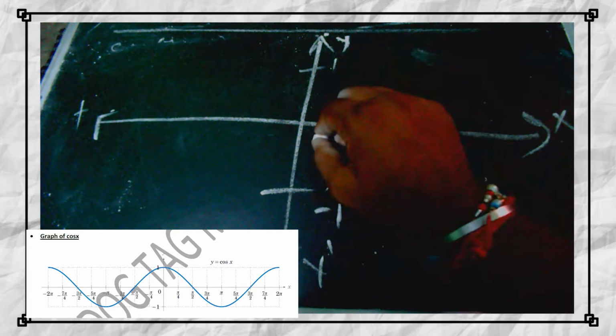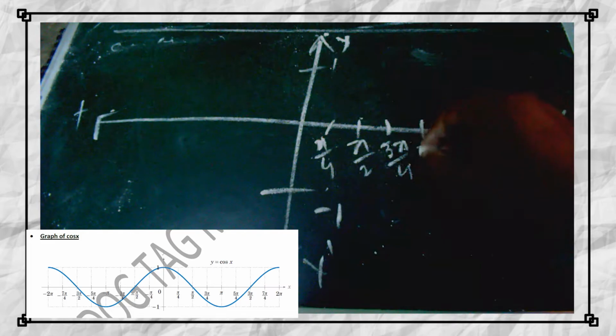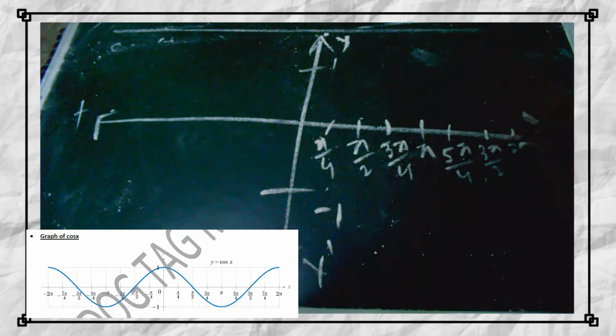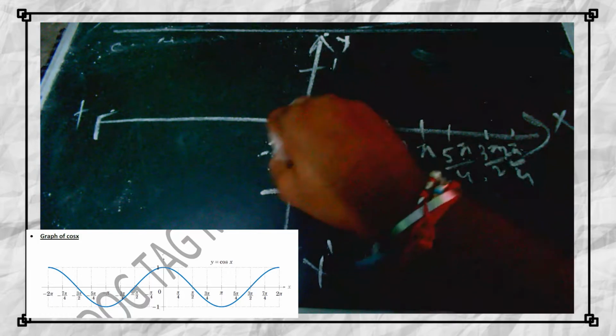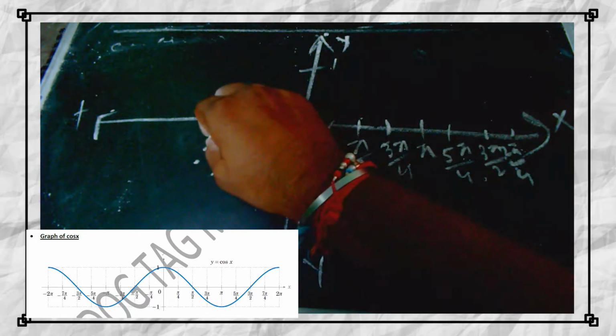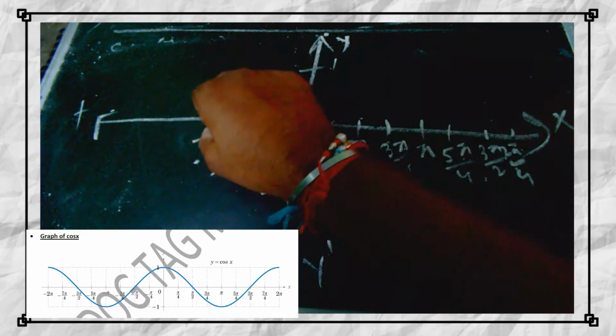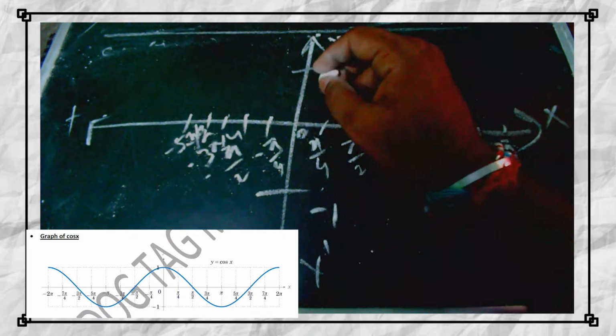We'll take 0, pi by 4, pi by 2, 3 pi by 4, and again pi, and again 5 pi by 4, and again 3 pi by 2, and again 7 pi by 4, and so on. And in the negative side, we will take minus pi by 4, and then minus pi by 2, and then minus 3 pi by 4, and then minus pi, and then minus 5 pi by 4, and so on. So the origin will be 0.